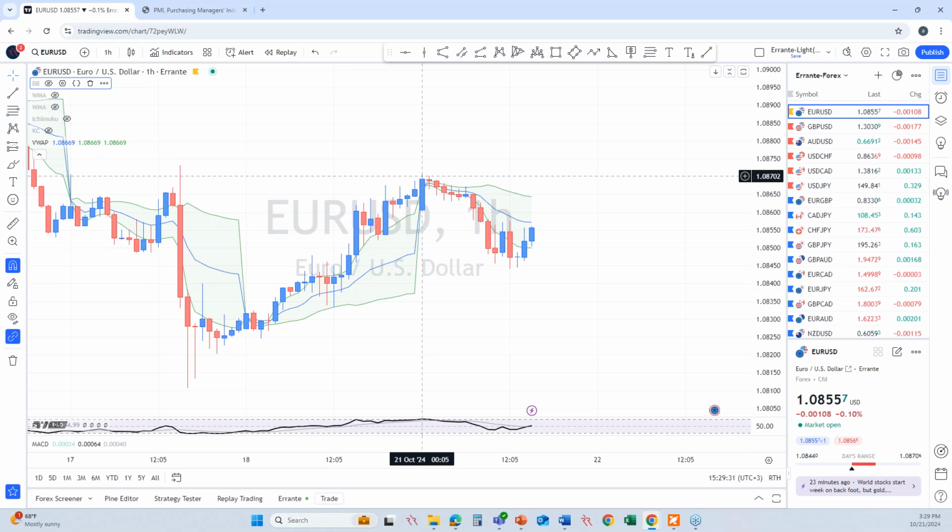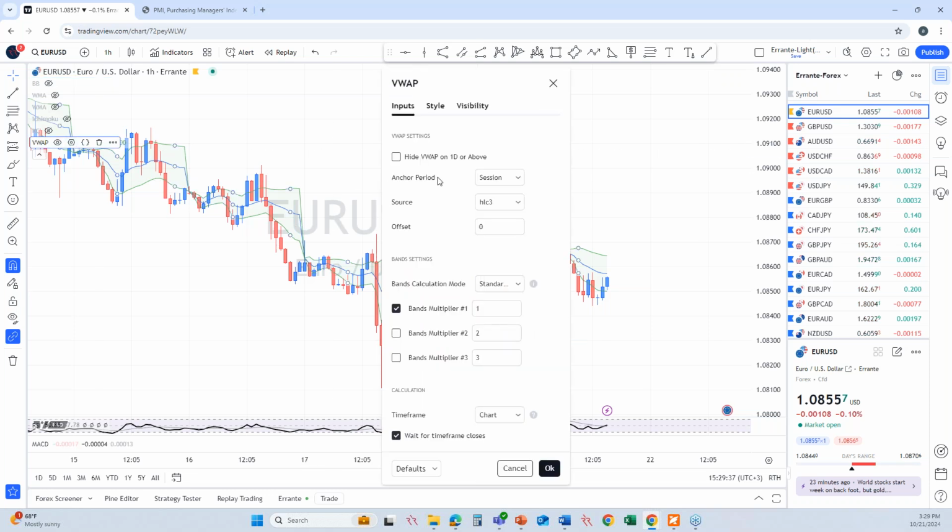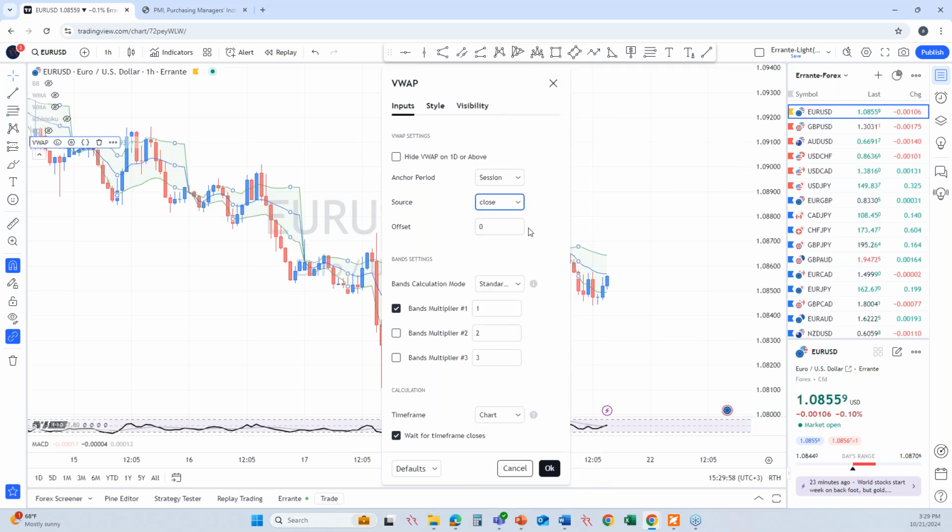So if you click on the settings here, you can set the anchor period as a session. It means synced to your time frame, or you can use a predefined one like weekly, monthly, quarterly, etc. And then you can change the source to be the median price, or you can set it on the close price.